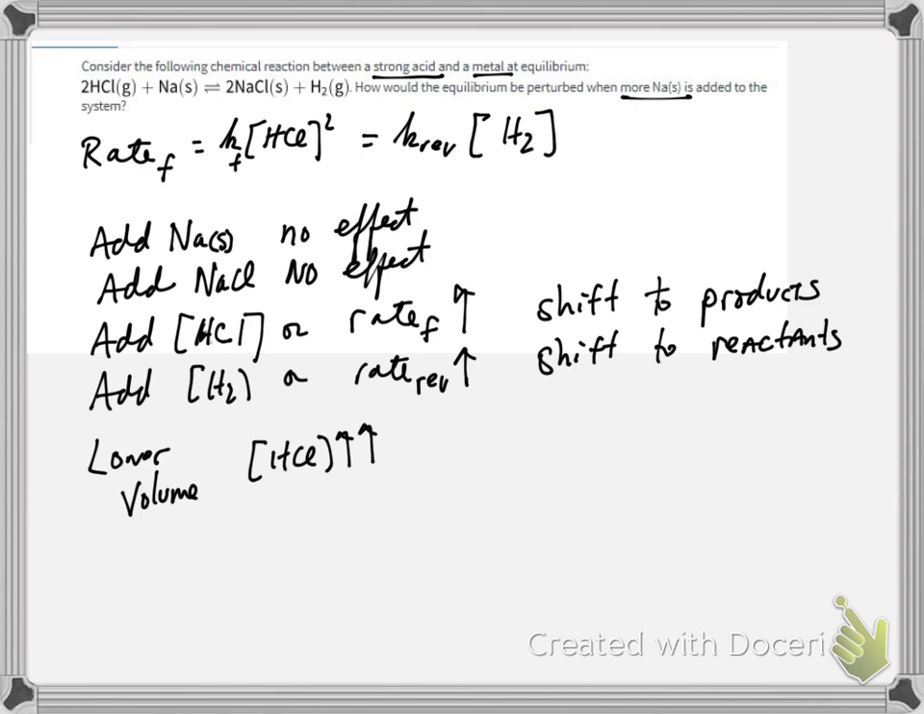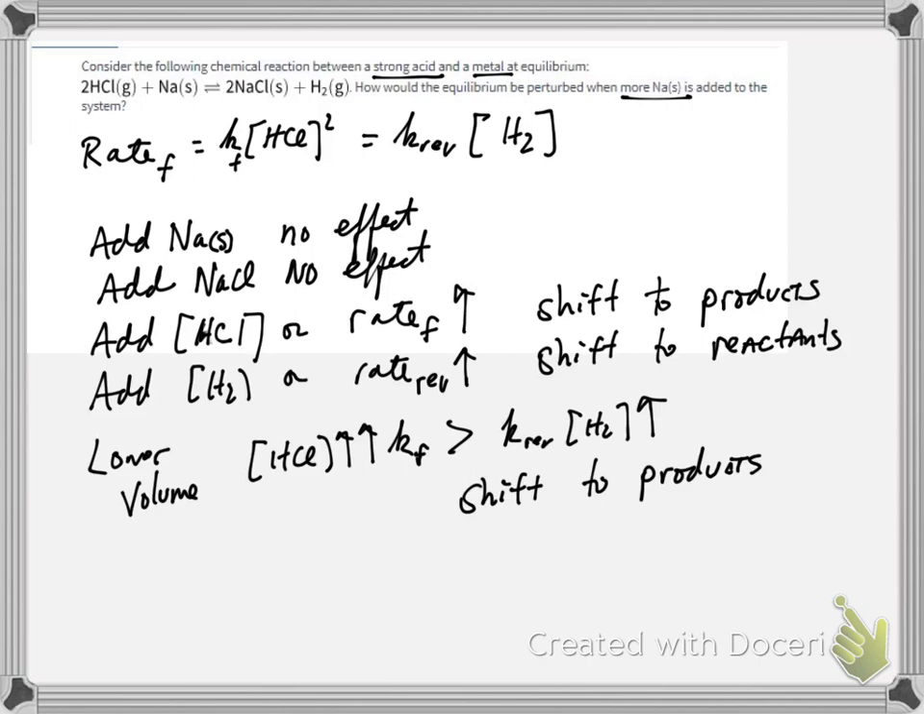Well, they're gases. So that means if you lower the volume, your moles per volume has just increased. So if your moles per volume has gone up, the concentration of the gas has gone up. And so HCl goes up, but it goes up twice because it's squared. So that's moving faster than the reverse reaction, although H2 did go up also, but since it's only to the first power, it didn't go up the same amount. Rate reverse is moving slower, so we shift to products. So that's how we would look at all the different aspects of this problem.